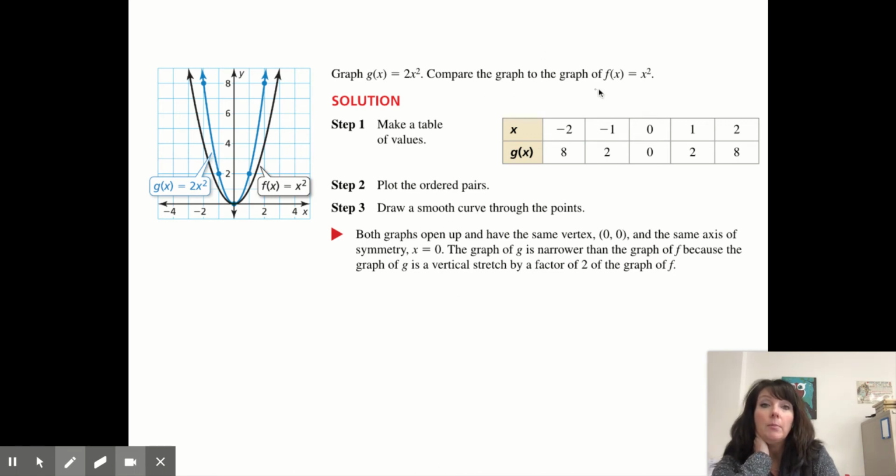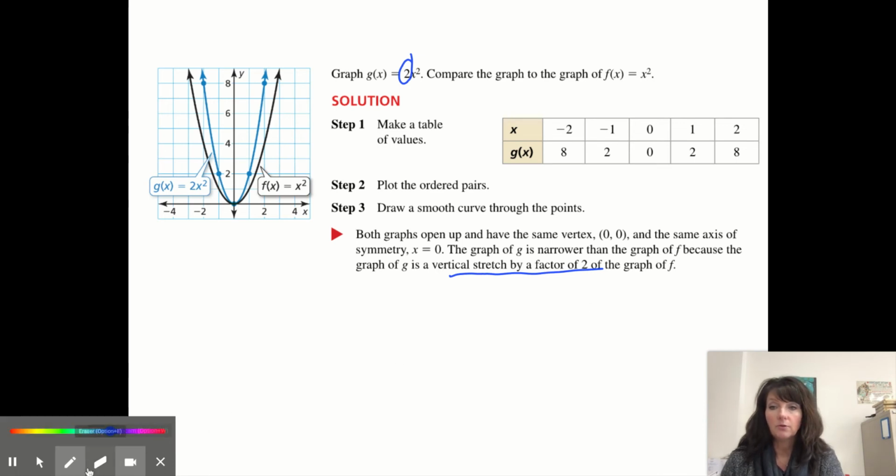But then when we have to compare them to the parent function, in this case, we can see that they both open up, they have the same vertex, but because of this a value of 2 right here, that's going to give us a vertical stretch by a factor of 2 of the original. Okay, so it's a little bit narrower, gives us a vertical stretch.